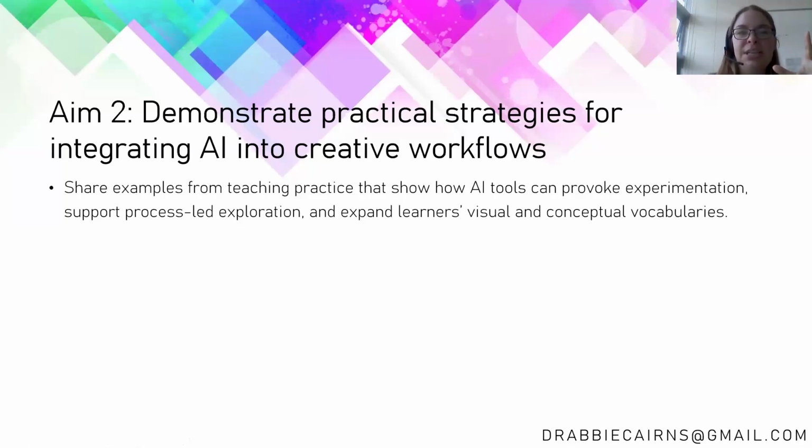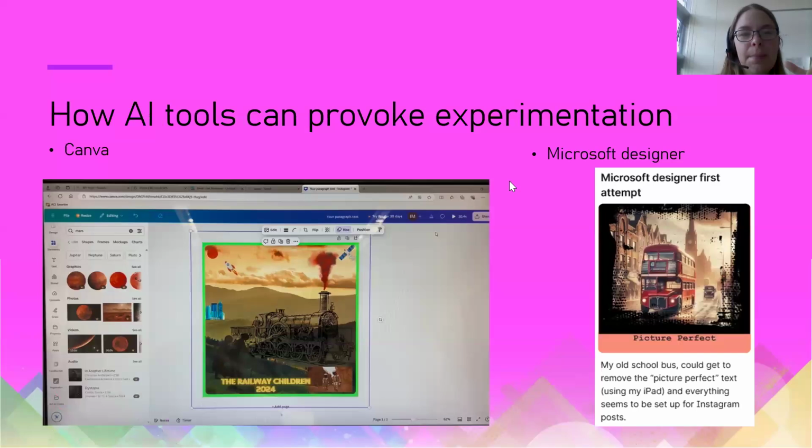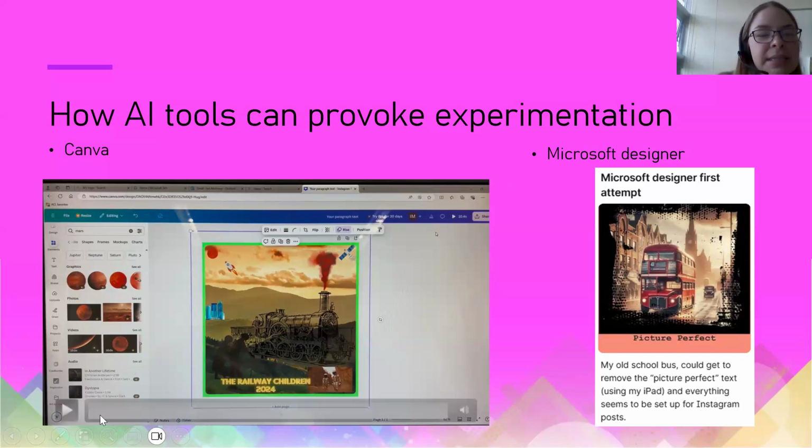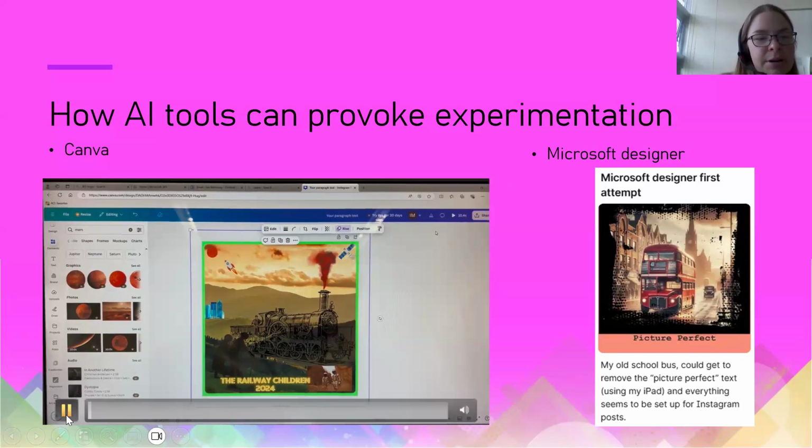So practical strategies then for AI in creative work. Here we go. So tools can provoke experimentation because it's much quicker and responsive. Learners are able to really adapt. I do mention Canva again. I'm sure, yeah, it probably comes up even more so. So this learner, I'm going to press play.